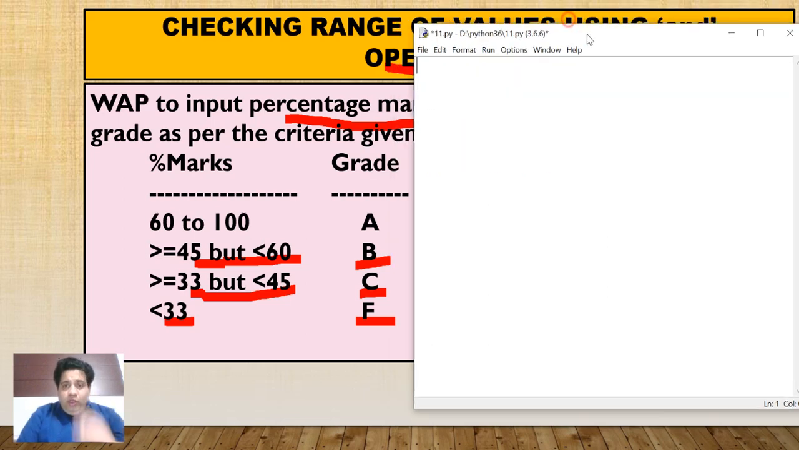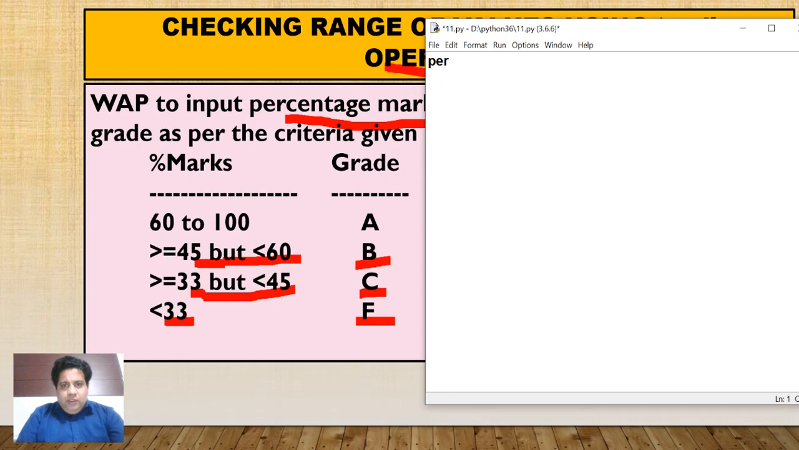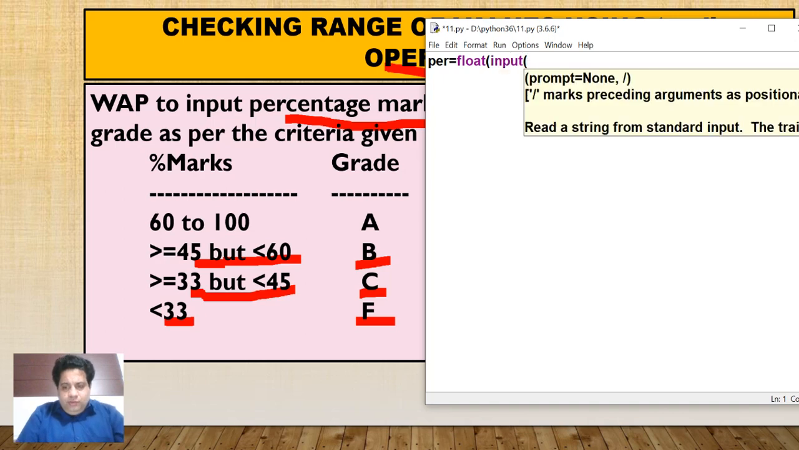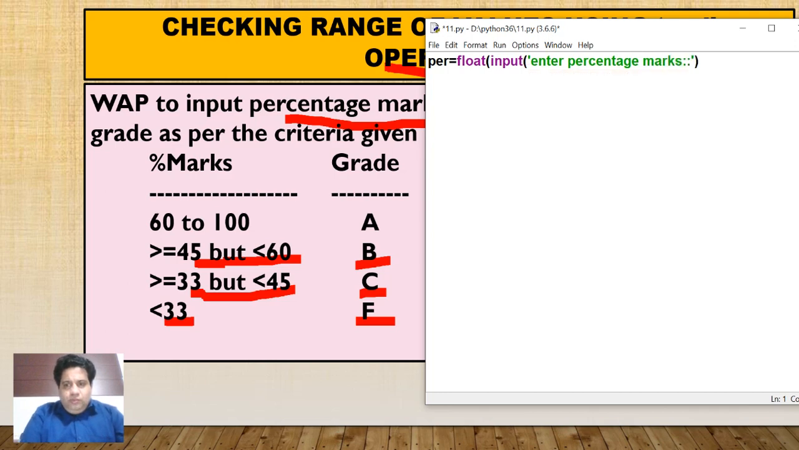I have to take input of percentage marks. So I will take a variable with the name per. Per means percentage, short form. Now why am I using the float function? Because percentage marks can be in float. Float means in decimals, in fractions. Float, then use input, enter percentage marks. Clear? First line is clear.